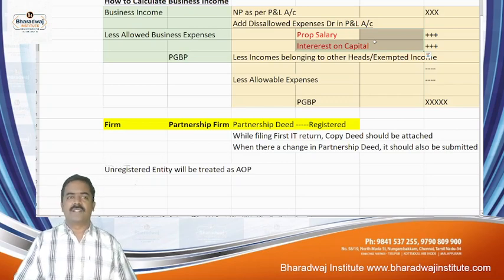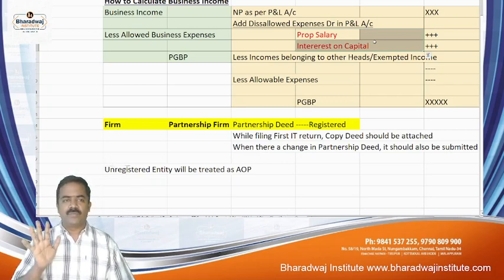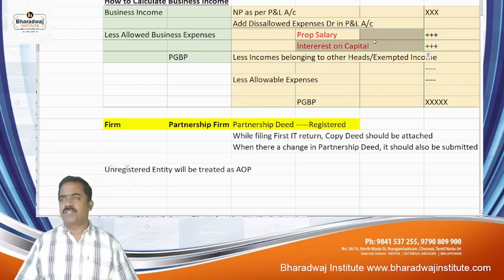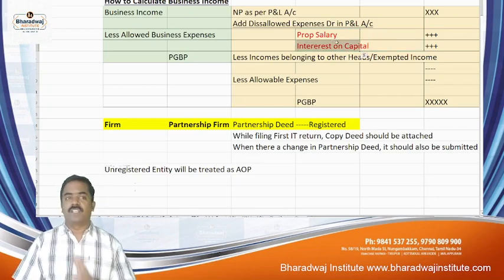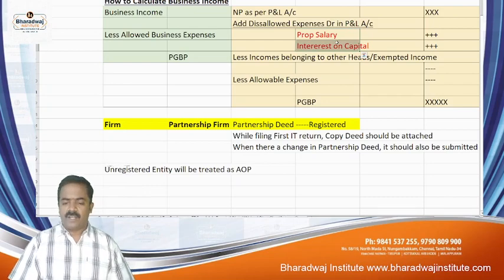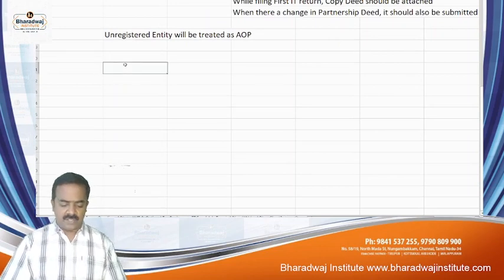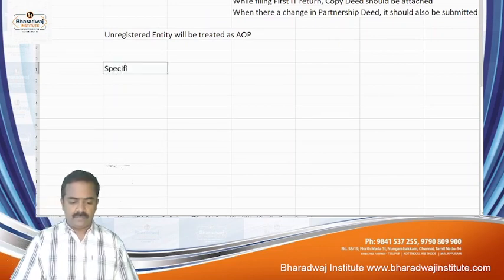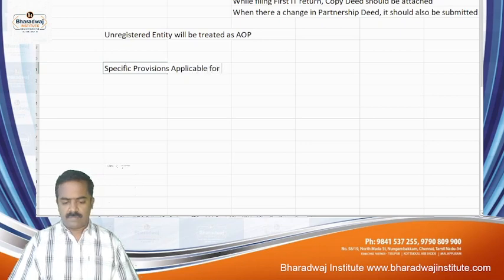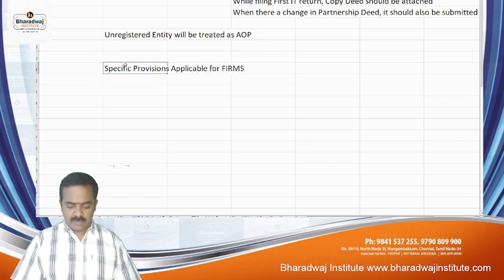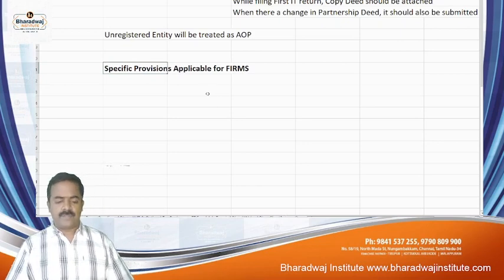Okay. Preliminary expenses. How many installments can you claim? 5 equal installments you can claim. Same provisions are applicable for partnership firms also. Everything is same. But there is a difference between assessment of individual and assessment of firm only with respect to two matters. What are the two matters? Proprietor salary and which one? Interest on capital. Specific provisions applicable for firms.